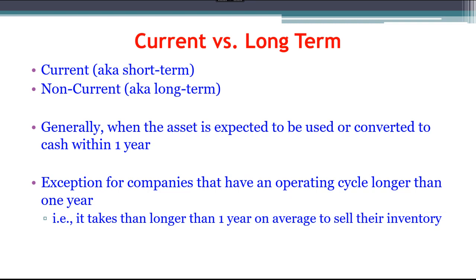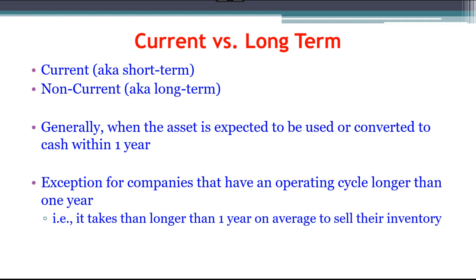Now, that's a general rule that applies to almost every company, but there is an exception for certain companies or industries where their operating cycle takes longer than a year to complete. What that basically means is the operating cycle is essentially the average amount of time it takes to sell their inventory and collect their cash. So if you have companies that have long-term inventory type cycles where they hold inventory for more than a year on average, then whatever that average time is, might be 18 months, possibly 2 years, that would become the breaking point between current and long-term.